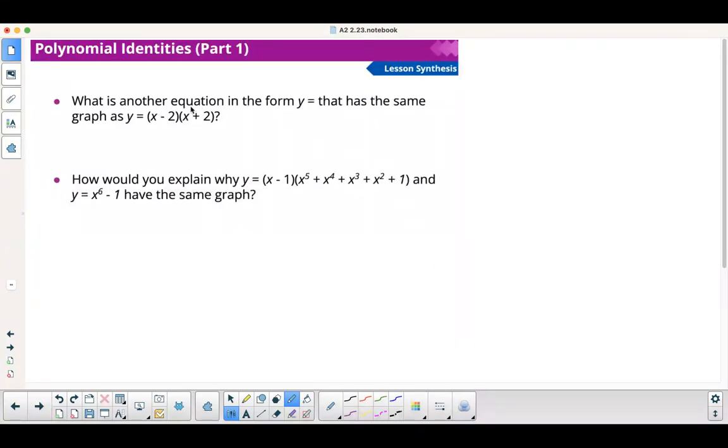All right, so what is another equation in the form y equals that has the same graph as that? So all I'm going to do is change the form. I'm going to go from factored form to standard form. So if I multiply, I'll do the FOIL method this time. X times x, x times 2, negative 2 times x, negative 2 times 2. These cancel out. So this equation would be y equals x squared minus 4.